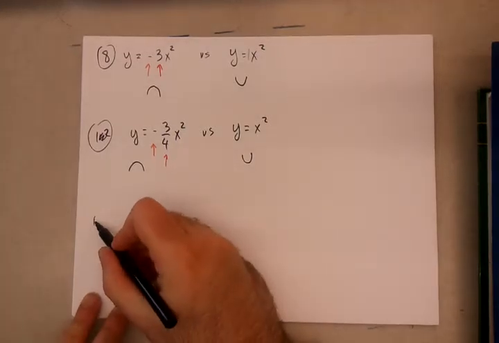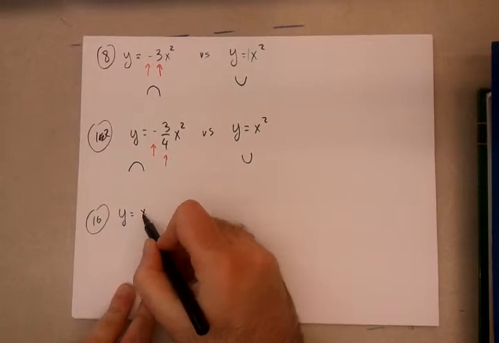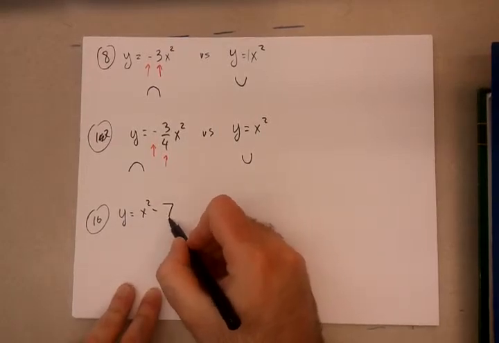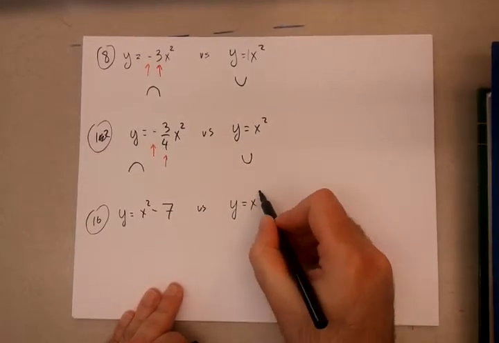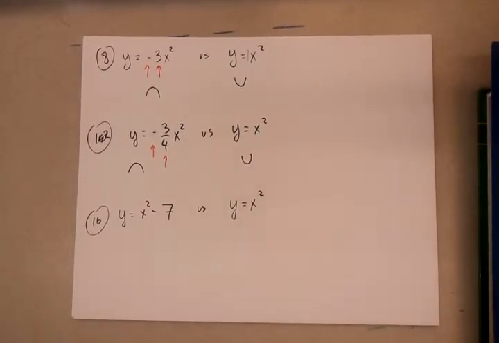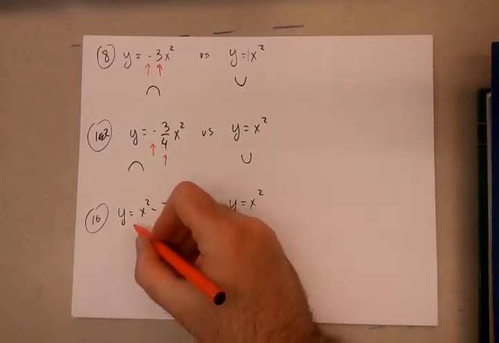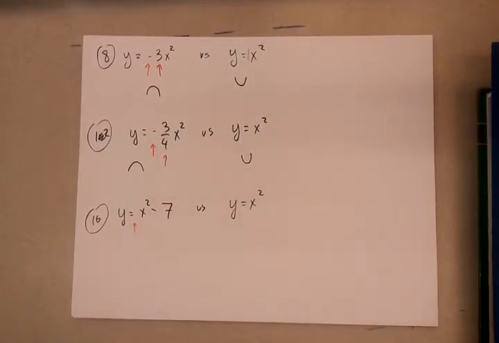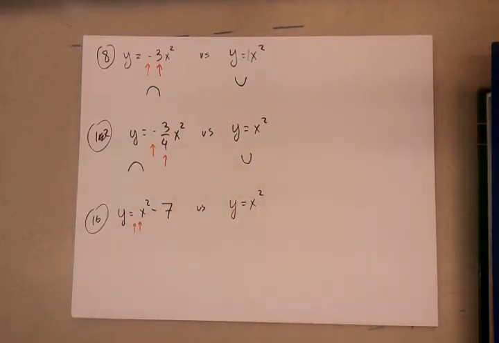16. Let's see here. We have y equals x squared minus 7 versus, again, our baseline y equals x squared. We're going to compare the two. Well, looking at the actual x squared, the sign is the same. The number in front of the x squared is still a 1. So that part didn't change.